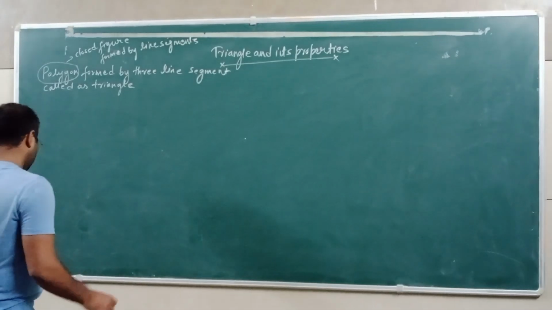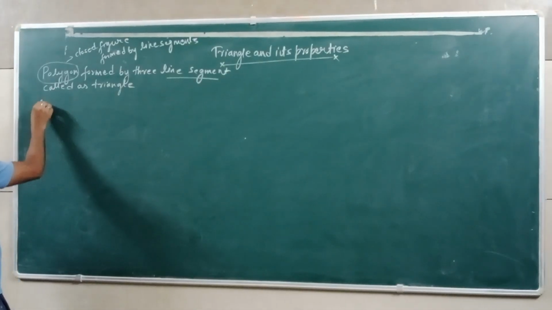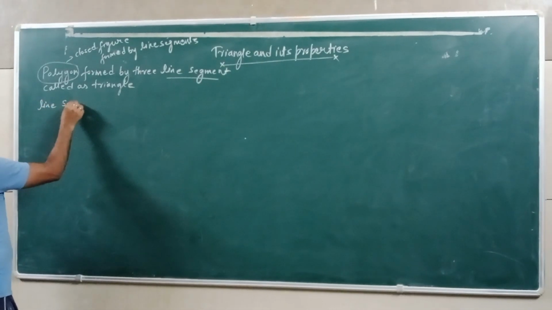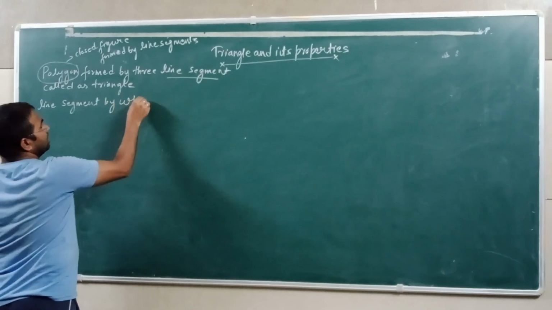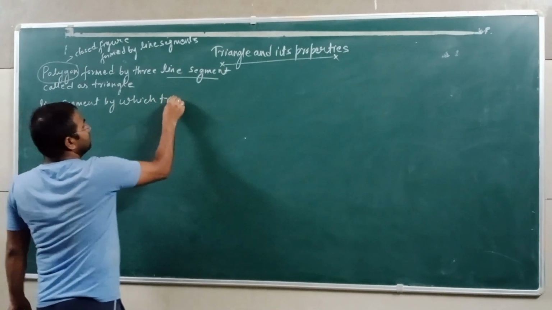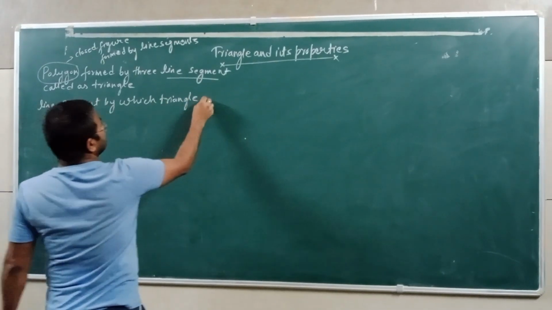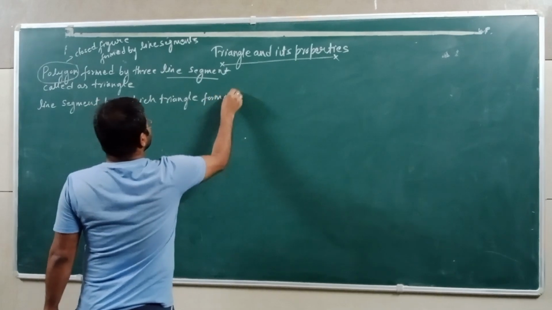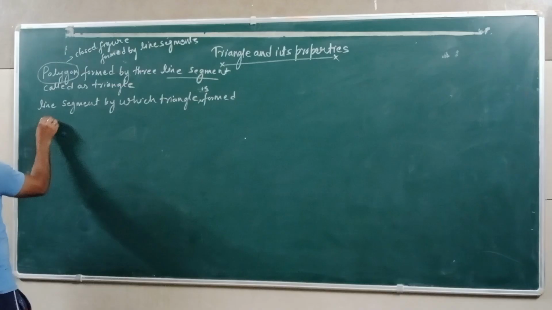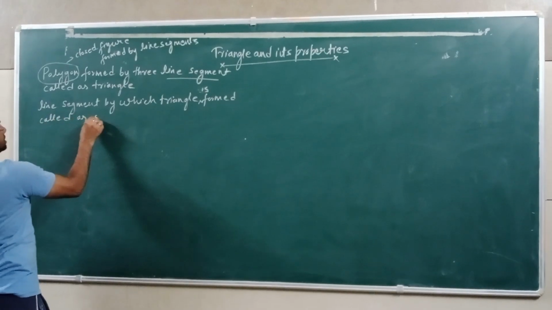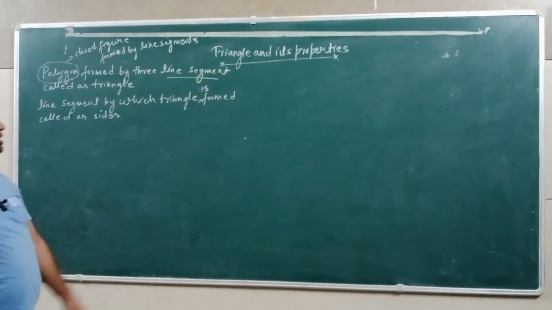Okay. So see here. Now see this line segment. A line segment by which a triangle is formed is called a side.